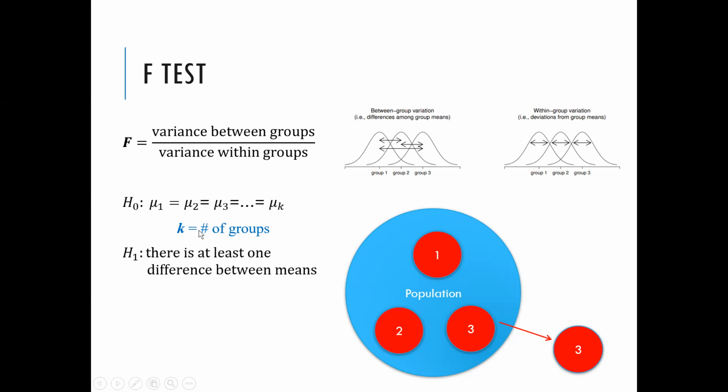And again, the null hypothesis for the f-test is that all the population means are equal, where k is the number of groups. So in this particular example where we have our population and we've drawn 3 samples from that population, our null hypothesis would be mu1 equals mu2 equals mu3. And if we had 10 groups, then that would just continue on up until mu10. And then the alternative hypothesis is that there is at least one difference between the means. But the f-test doesn't tell us which group is different. And so that's when we would then conduct additional tests.